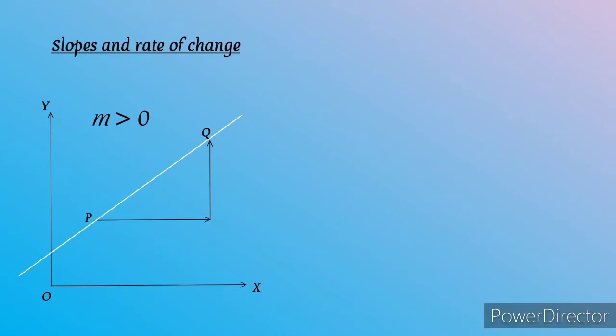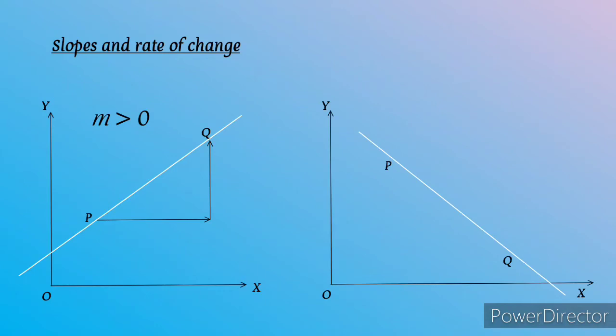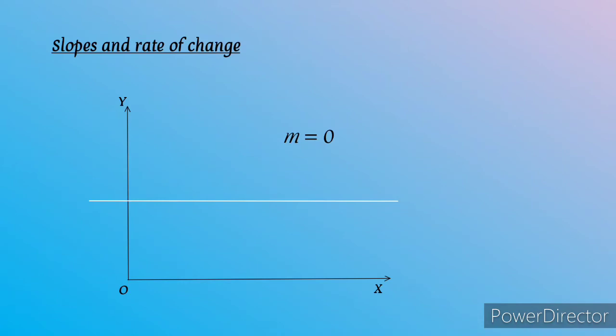In the second case, for the negative slope, we see that when we move a distance from P in the positive x direction, we have to move in the negative y direction to meet the point Q on the curve. Finally, for a horizontal line, for any change in the positive x direction, there is no change in the y direction, so we say that the slope of a horizontal line is 0.